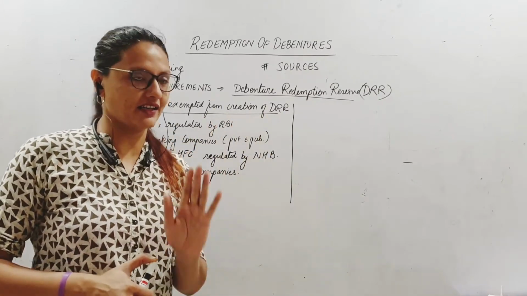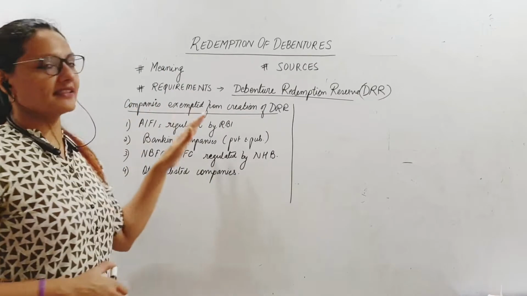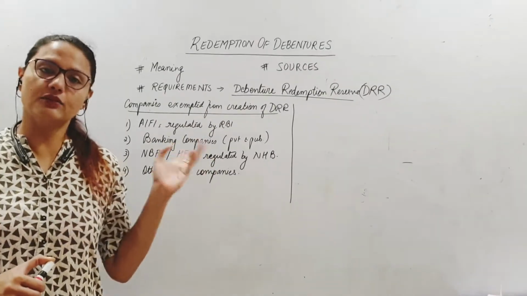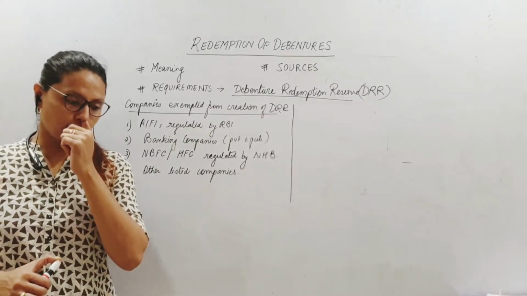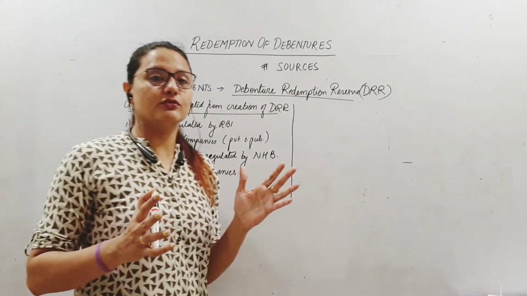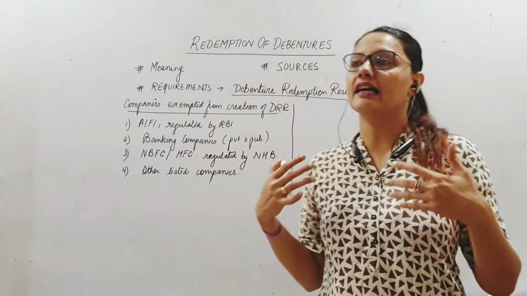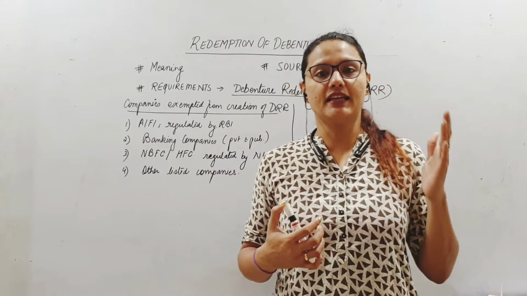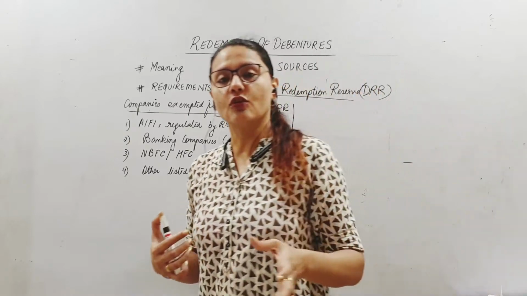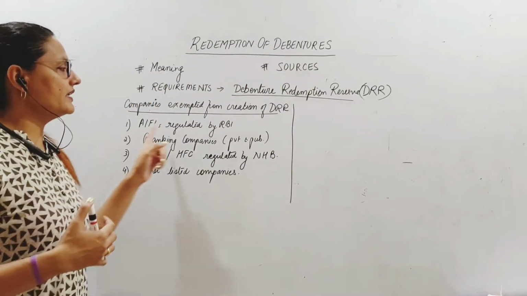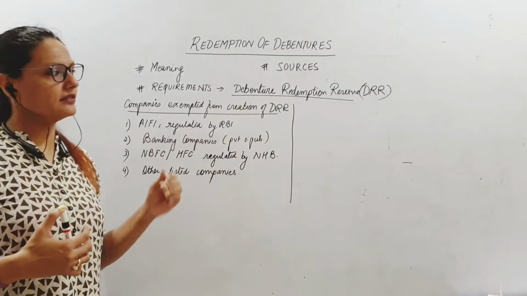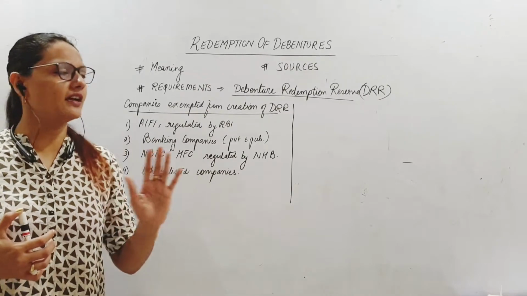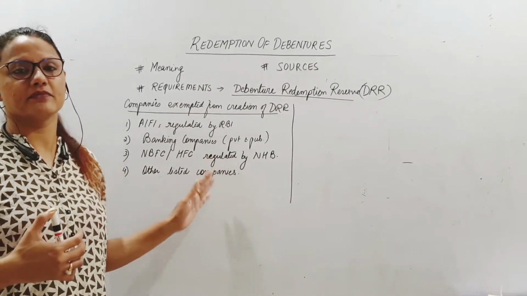Next is coming to which companies do not have to make DRR, and we're just talking about DRR right now. Companies exempted: all India financial institutions regulated by RBI. Of course, there are many financial institutions providing loan and source of capital to the various companies in the industries. So those companies will not be required to create DRR. They straight away can go ahead with the redemption. DRR requirement applicable nahi hai.